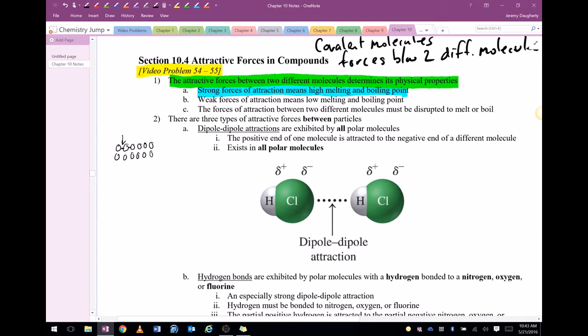We'll talk more about that in this chapter as well. There are three types of attractive forces between particles. Now remember, this is between particles, not within. Within particles, there's a covalent bond, there's an ionic bond, and then we also have metallic bonding. The first force of attraction that we're going to talk about is what's called a dipole-dipole attraction. If the molecule is polar, it exhibits dipole-dipole attraction.